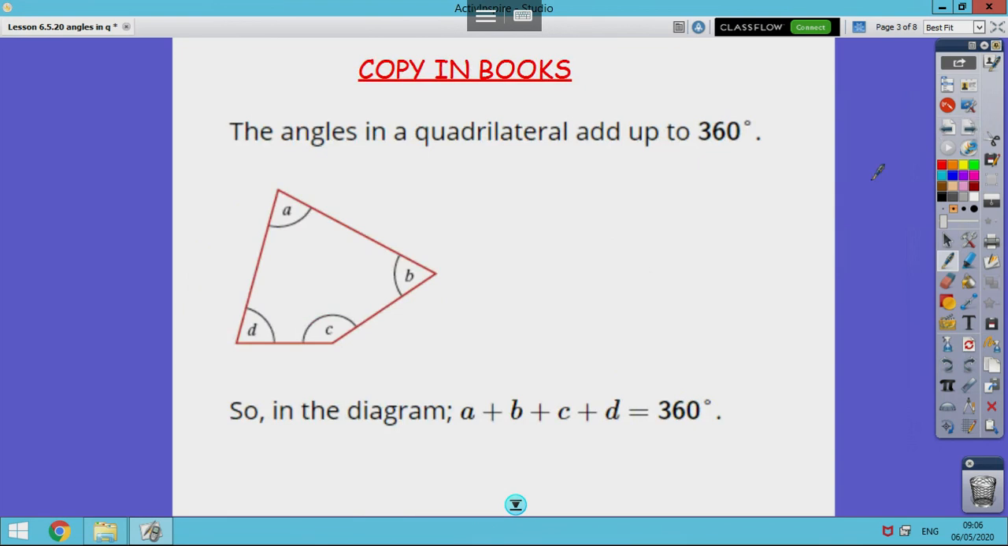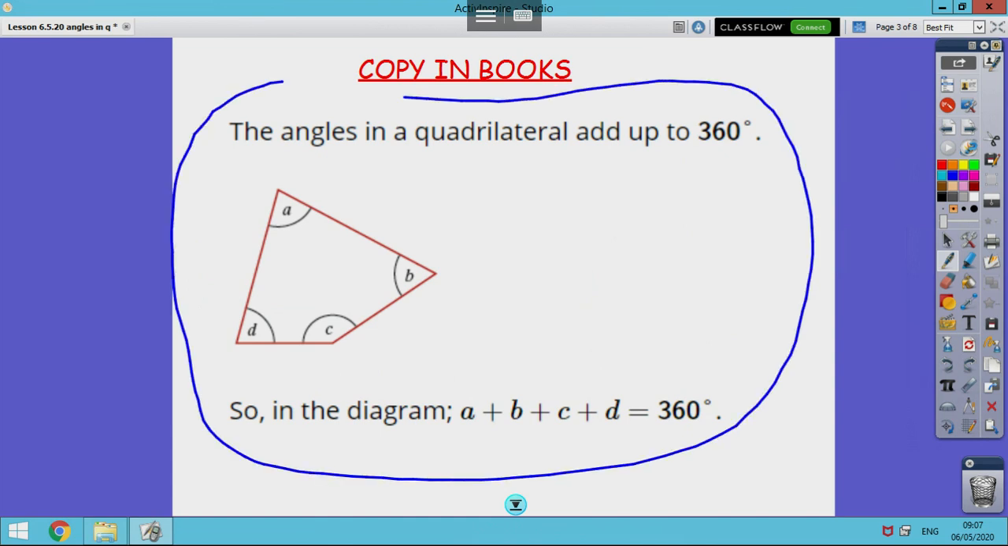The angles in a quadrilateral add up to 360 degrees. I'd like you to copy that sentence into your book and use your highlighter or draw a box around it like we do in class. And then I also would like you to draw that shape there, that quadrilateral there with the angles inside A, B, C and D and the sentence down here. So you're copying the whole thing into your books, please. So pause the video and do that now.